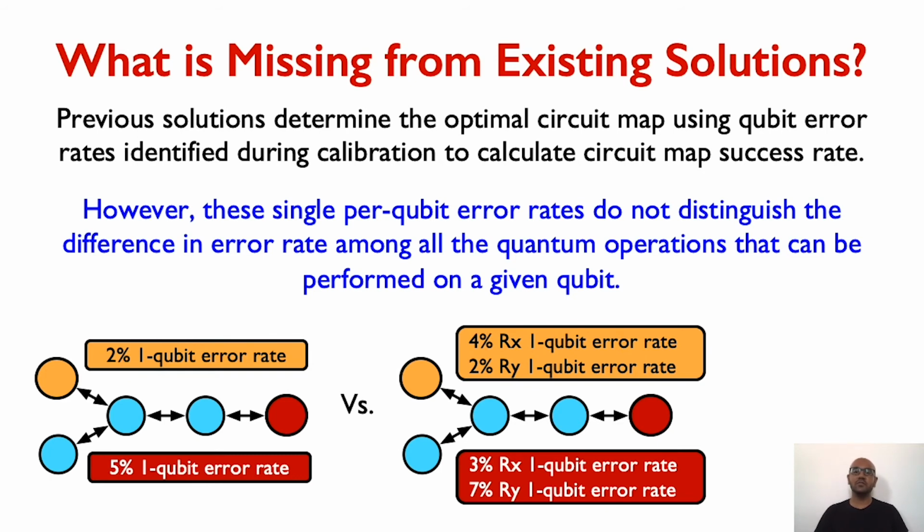But if this information is not available, then as shown in the figure on the left, we would always choose the orange qubit, because that's the only error rate that is available to us, which is not specific to the operation that is being performed.